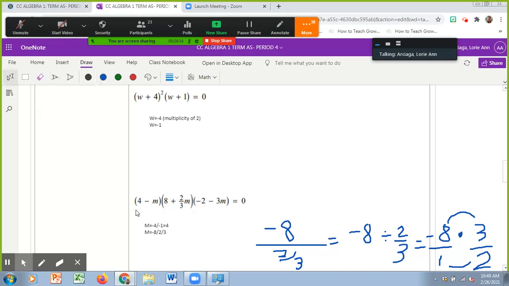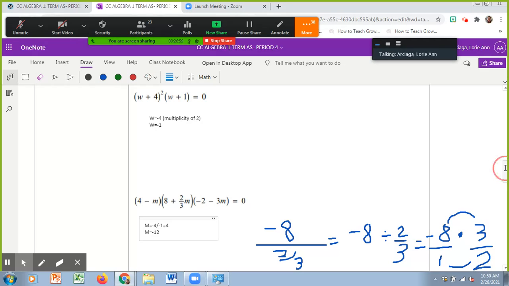That's correct, Juliet. So I'm gonna make this one now. What is it? -12. It didn't look correct when I went -8 divided by 2 divided by 3. Okay, so m is equal to -12. And this is the explanation for that one.